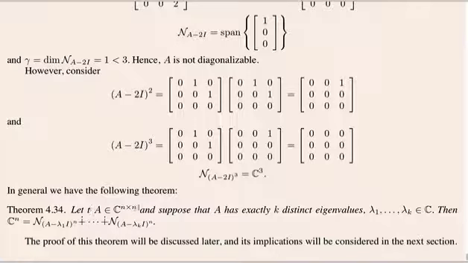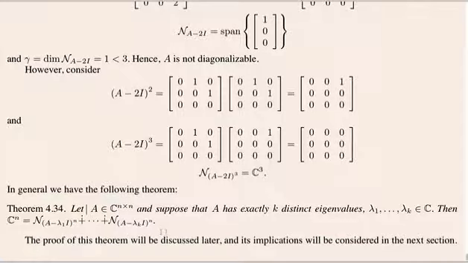If we have an n by n complex matrix A, and A has exactly k distinct eigenvalues, lambda 1 through lambda k, then what we have is that Cn equals the direct sum of the null spaces of A minus lambda 1 I to the n, plus ..., plus the null space of A minus lambda k I to the n. The proof of this theorem will be discussed later, and also its applications or implications will be considered in the next section.